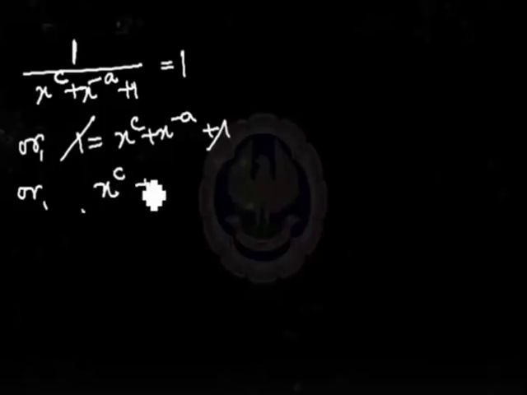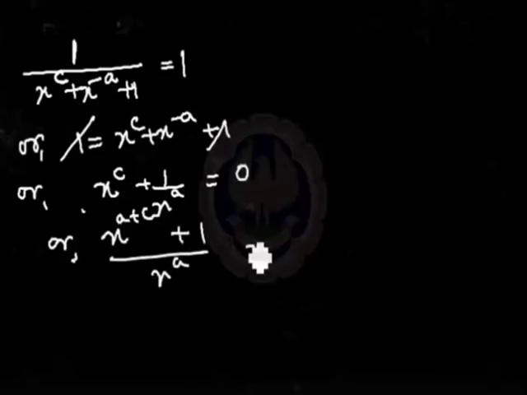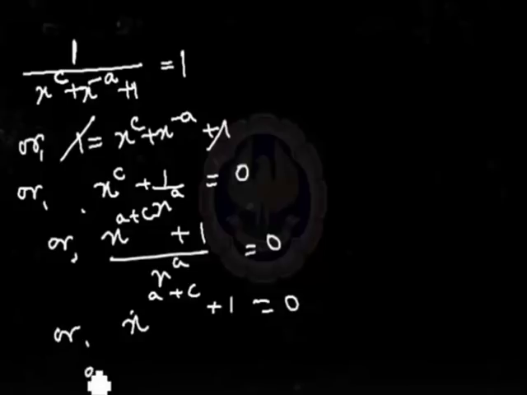So the second part is 1 by x to the power C plus x to the power minus A plus 1 is equal to 1. Right? That is what we had thought that we'll assume. Again the same cross multiplication, 1 is equal to x to the power C plus x to the power minus A plus 1. Okay. 1 and 1 get cancelled and you're left with x to the power C plus 1 by x to the power A is equal to 0. Or again we can write this as x to the power C into x to the power A, which would be x to the power A plus C plus 1 by x to the power A is equal to 0. So again we will cross multiply, or x to the power A plus C plus 1 is equal to 0. Or you can write x to the power A plus C is equal to minus 1. Right?